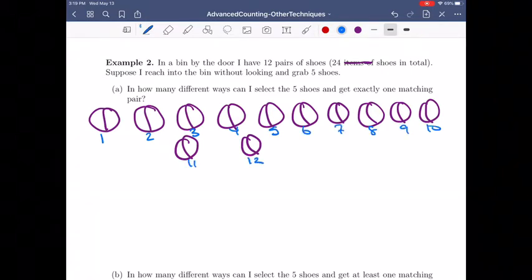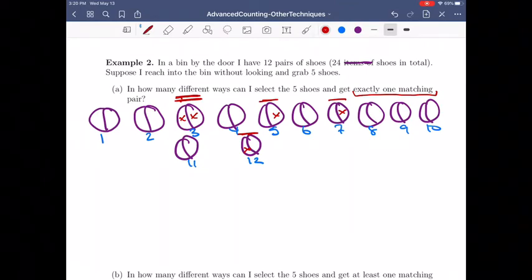Okay, so it can be helpful to say, what does this look like? How would I get exactly one matching pair? Well, maybe I pick both of shoe type 3. Now I need 3 more shoes, and they have to be from different pairs. So I'm going to have something like this maybe. I've picked a pair, and then I picked 3 singles that are all different.